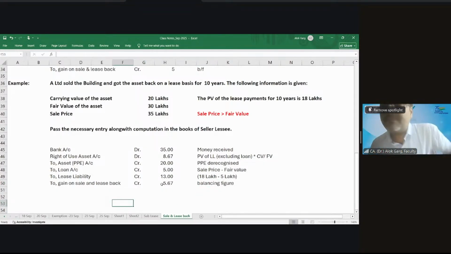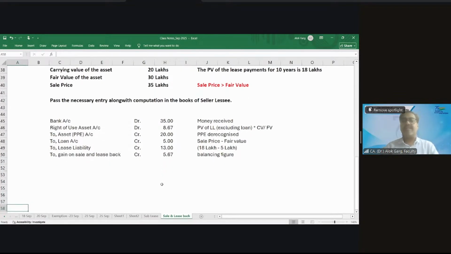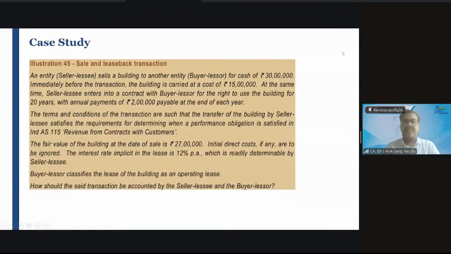Friends, now let's solve a question from the ICAI study material. A very, very important question. Let me take you to the PPT. Please confirm if my PPT is visible. Yes, sir, visible.